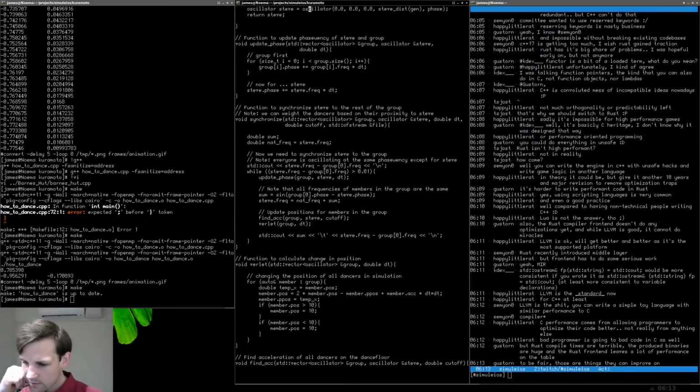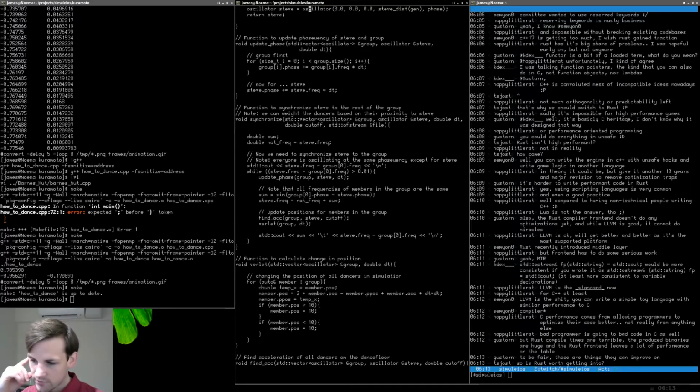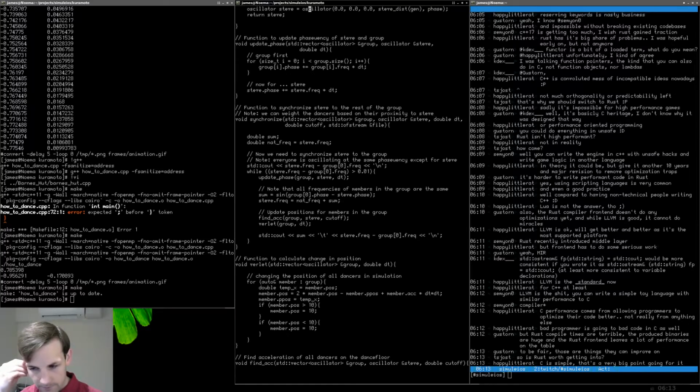The Rust compile times are terrible. The produced binaries are huge, and the Rust front end leaves a lot of performance on the table. I think Gustron would say Rust is definitely worth getting into.